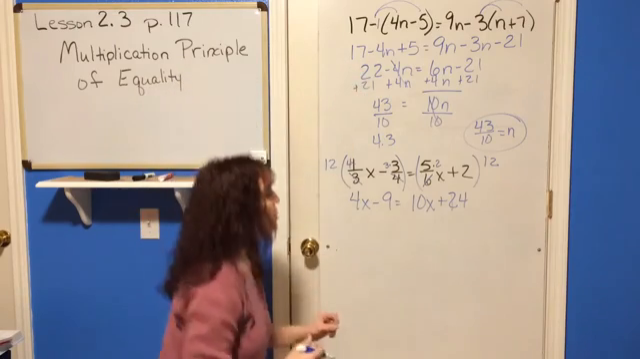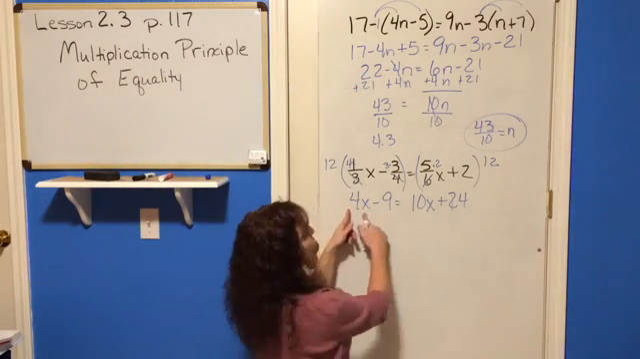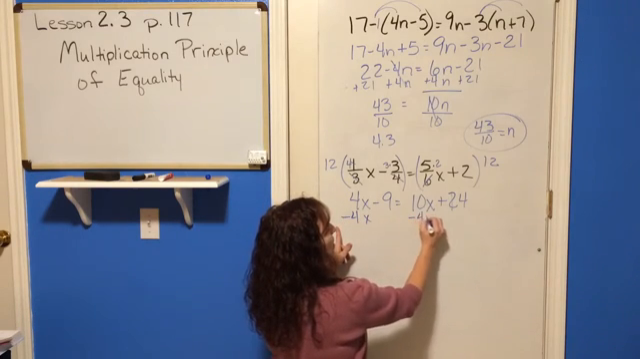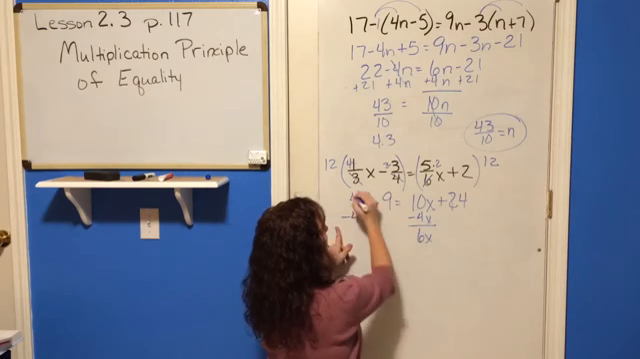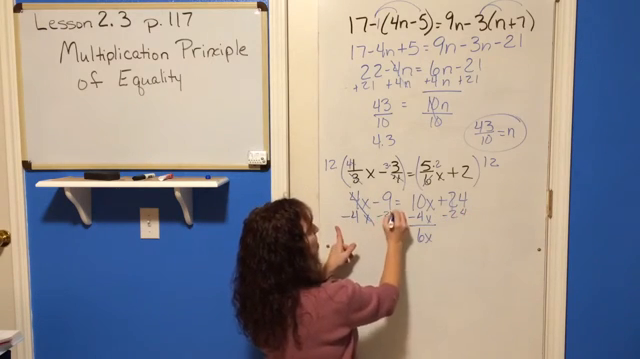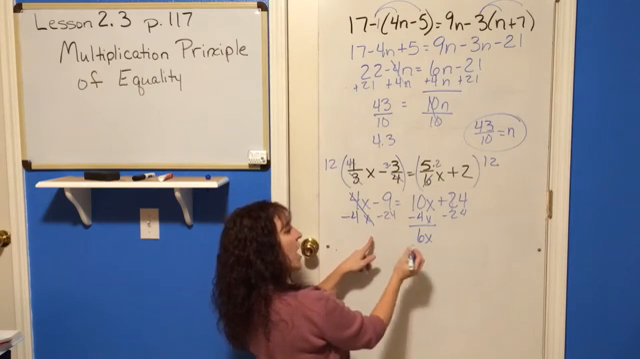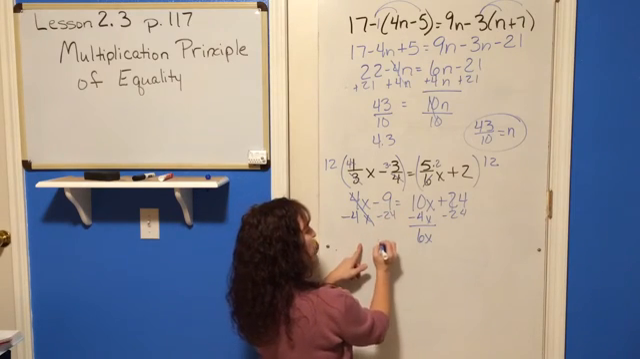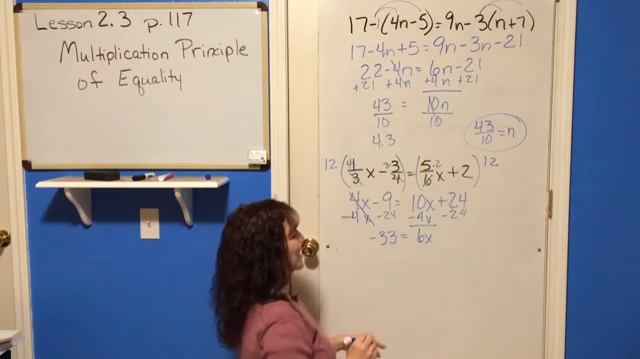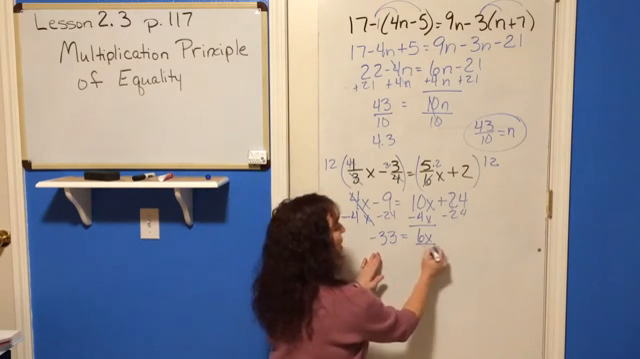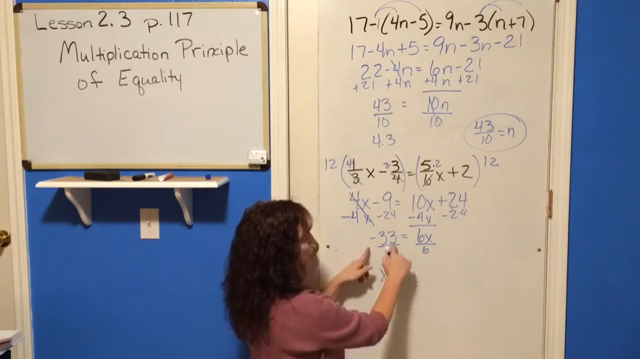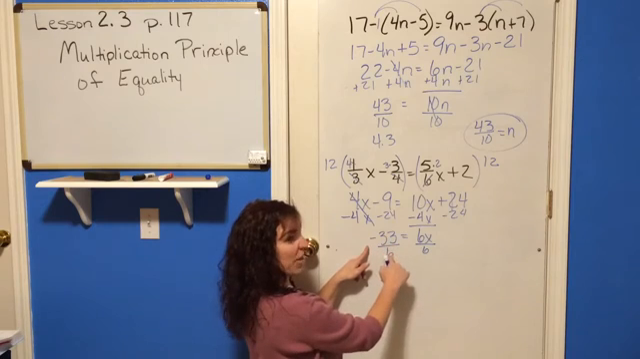And so now it's the same thing we just did. Let's put everything together. The 4 is smaller than the 10, so let's move it to that side so we keep it positive. So we have 6x, and we're going to subtract 24. Negative 24 and negative 9 is negative 33 equals 6x. So now I'm going to divide by 6 on both sides. So my x is negative 33 over 6. I can reduce it by 3.